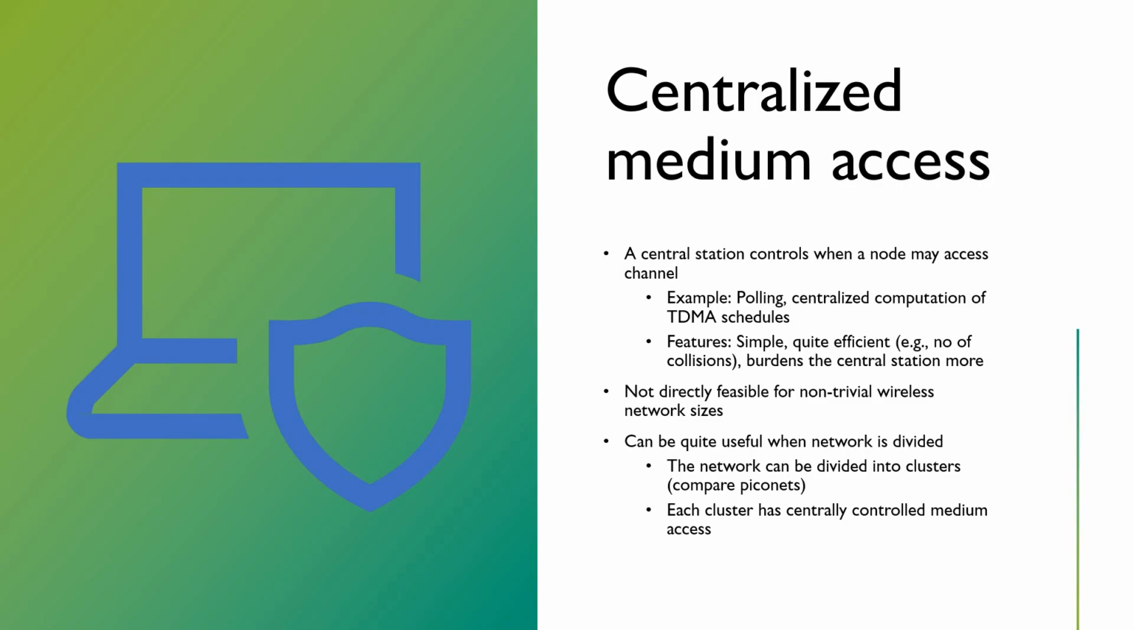So centralized medium access: a central station controls when a node may access the channel. Okay, so this means, as I've already told you, there has to be a station who controls the medium access. Now the problem here is, in case of wireless sensor nodes, all of the nodes have to be disposable, right? So I cannot actually create a sensor node which will be very costly, like an access point, or which has more power.